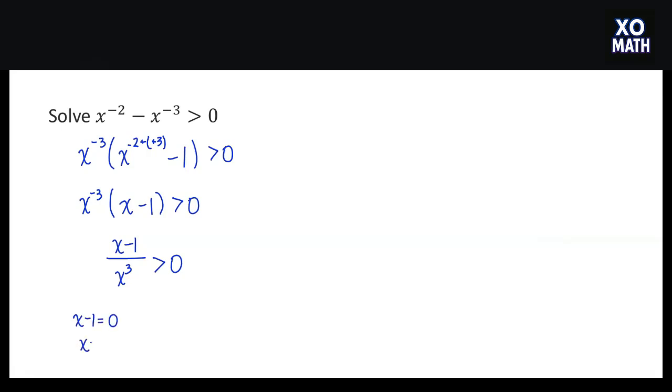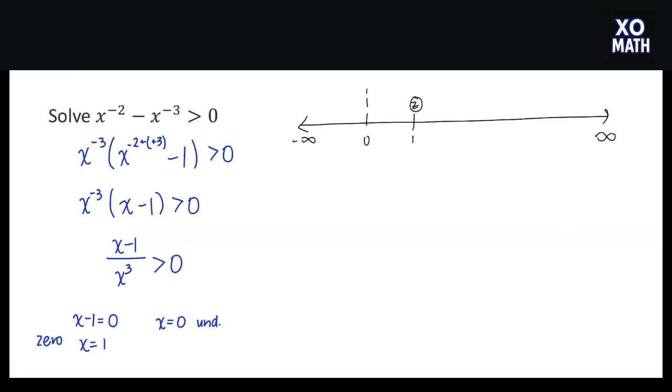X minus 1 equals 0. I get x equals 1. That's a 0 of my function. And then if I set the denominator equal to 0 to find where I'm undefined, I get x equals 0 is where I'm undefined. So now we'll go ahead and construct our number line from negative infinity to infinity. We'll mark 1 as a 0, and we'll mark 0 as a place where I'm undefined. So I'll make that like a vertical asymptote.